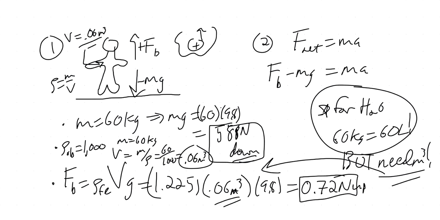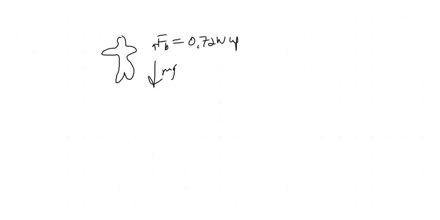I'm going to plug that in here. So let's take a moment, make sure that makes sense. That's up, that's down. And what we're going to do is redraw our diagram now a little bit more clearly. FB up, MG down. Really, if I'm drawing this as a true vector diagram, I would erase this arrow and draw it enormously tiny because this is 0.72 newtons up and this is 588 newtons down.